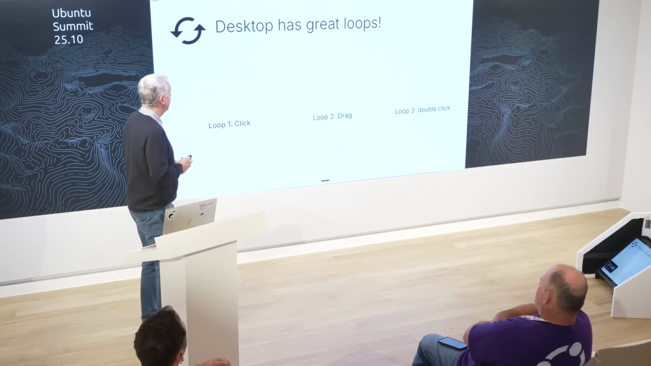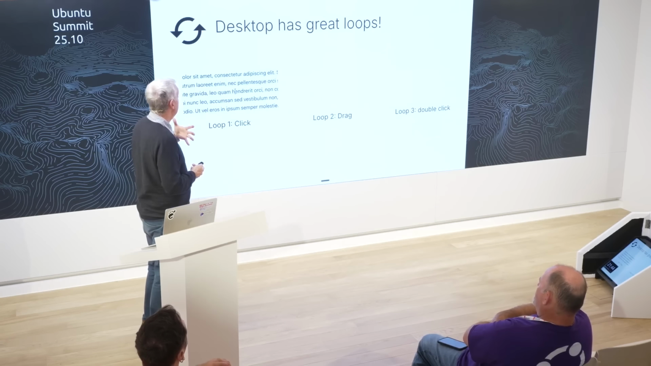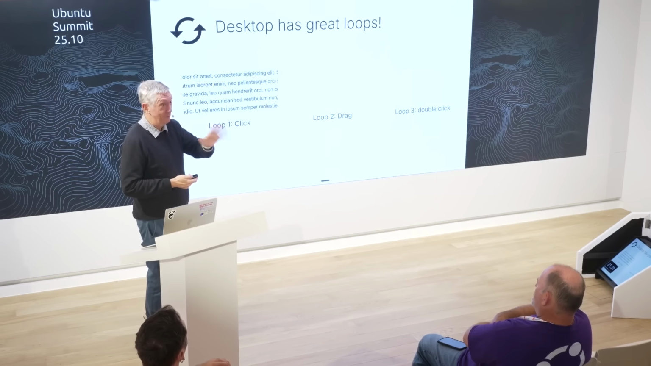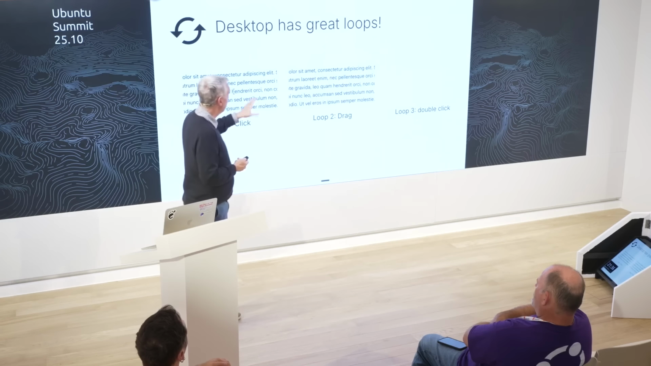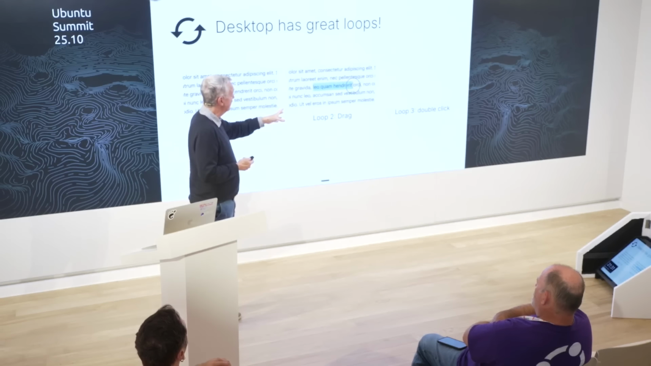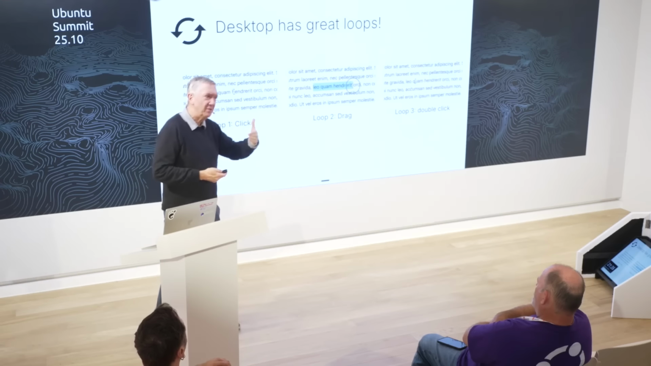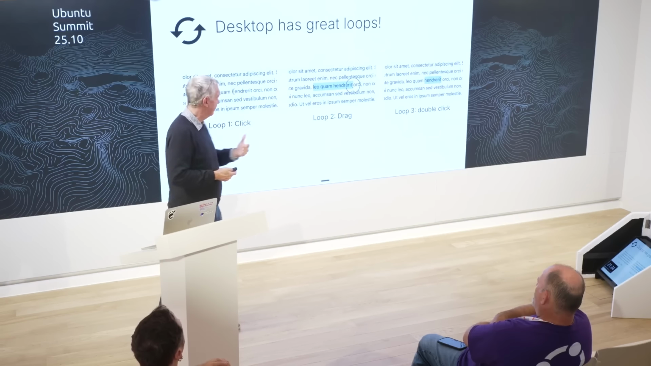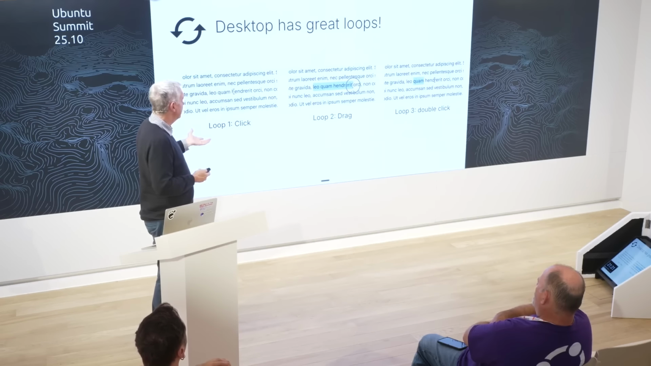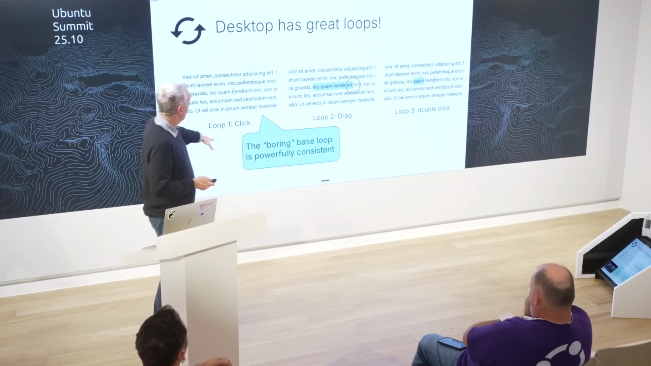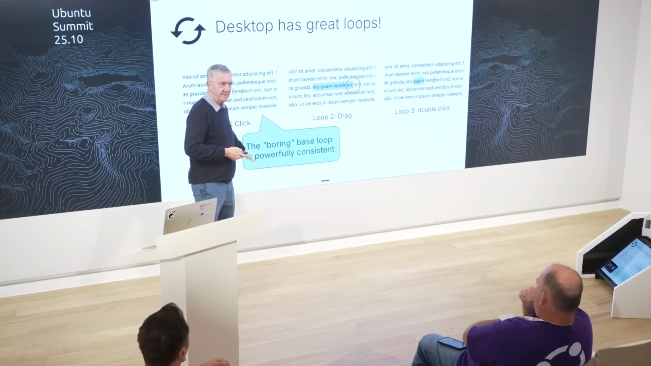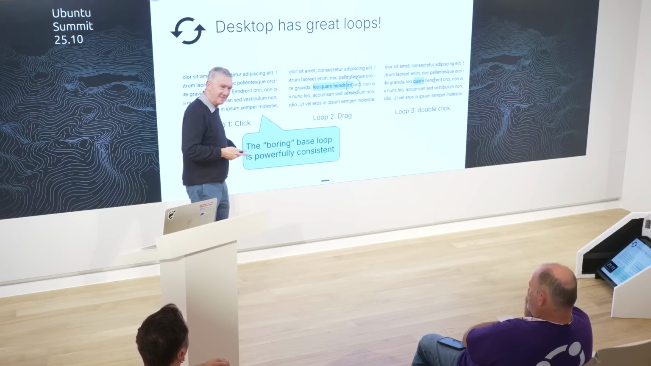So we stepped back a little bit and said, desktop has amazing loops, right? You start with click, which is admittedly very, very boring. And then you go to drag, where you click and drag to do your selection. And then after you do that, you can do double click, which is to then actually do something more quickly. The idea is that you're still clicking, but each layer just gives you a little bit more. You're a little bit more productive. The important thing to understand here, though, is that this boring base is powerfully consistent. It's always a click, and we always underestimate how important consistency is.